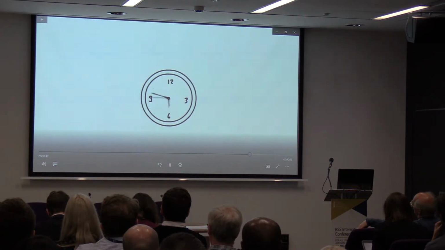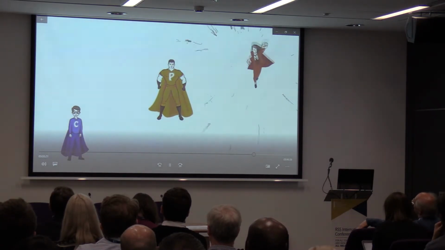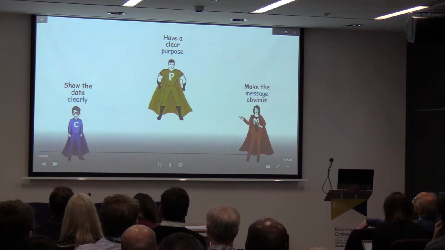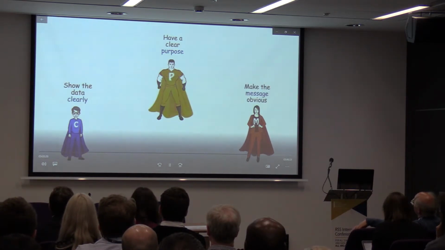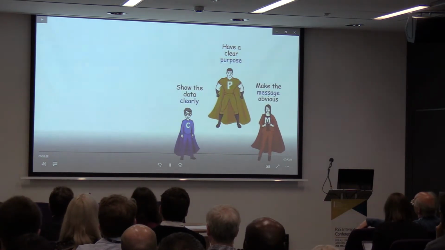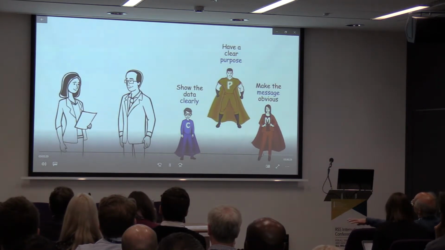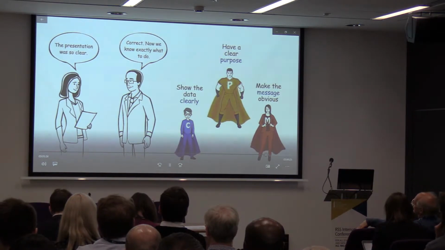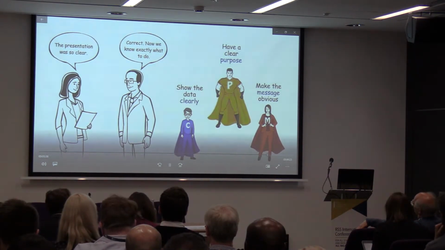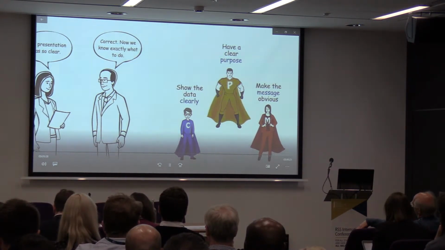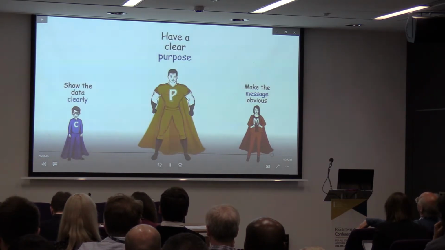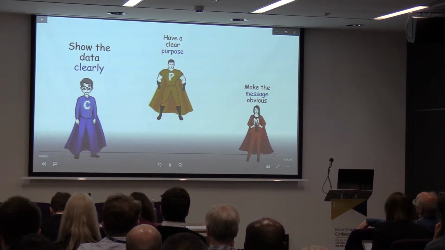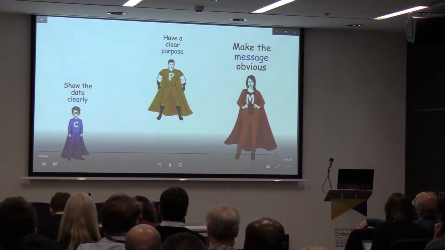Now, think back to that ineffective meeting. How could it have turned out had you met purpose, clarity, and message beforehand? With the 3 principles of effective visual communication, you can become an expert at communicating quantitative information. Just remember, have a clear purpose, show the data clearly, and make the message obvious.